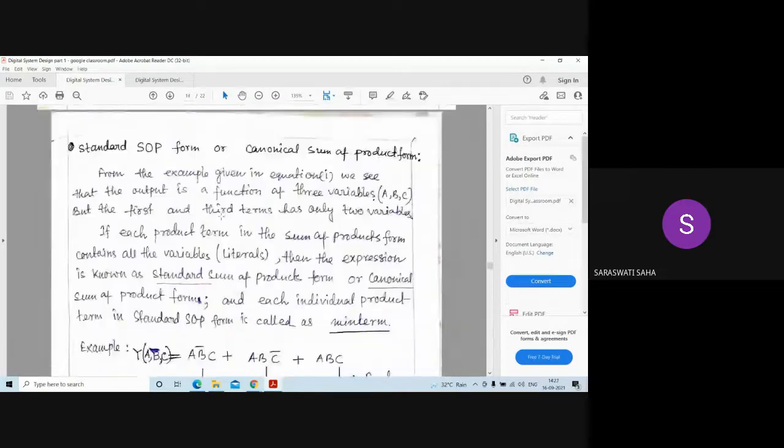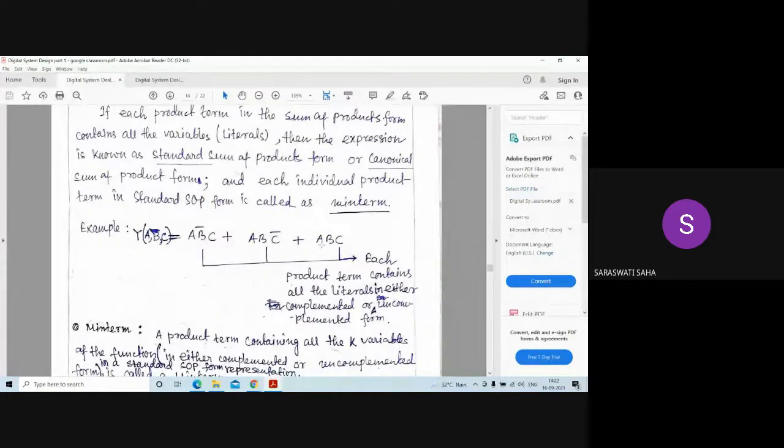But here, all the product terms contain all the input literals.